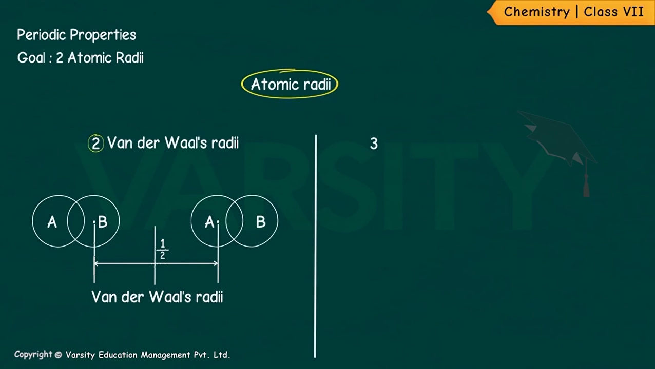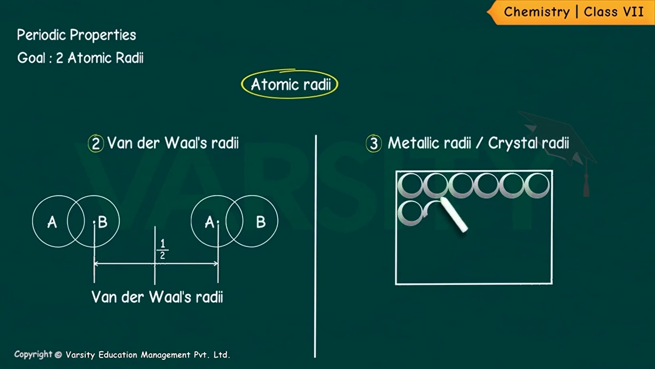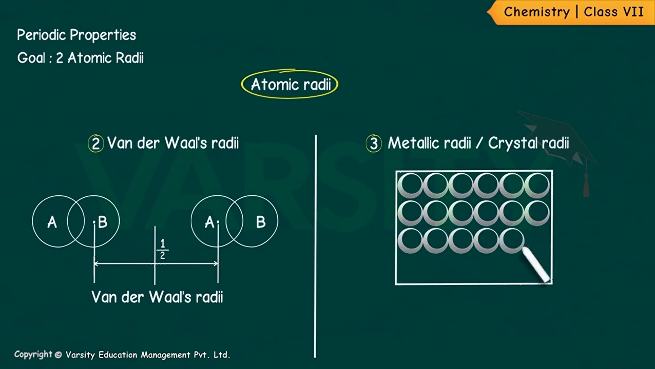Now we'll move on to the third one, which is metallic radii or crystal radii. We will draw a diagram. Here we have a metal surface in which the atoms are arranged in this manner, that is, they are closely packed.